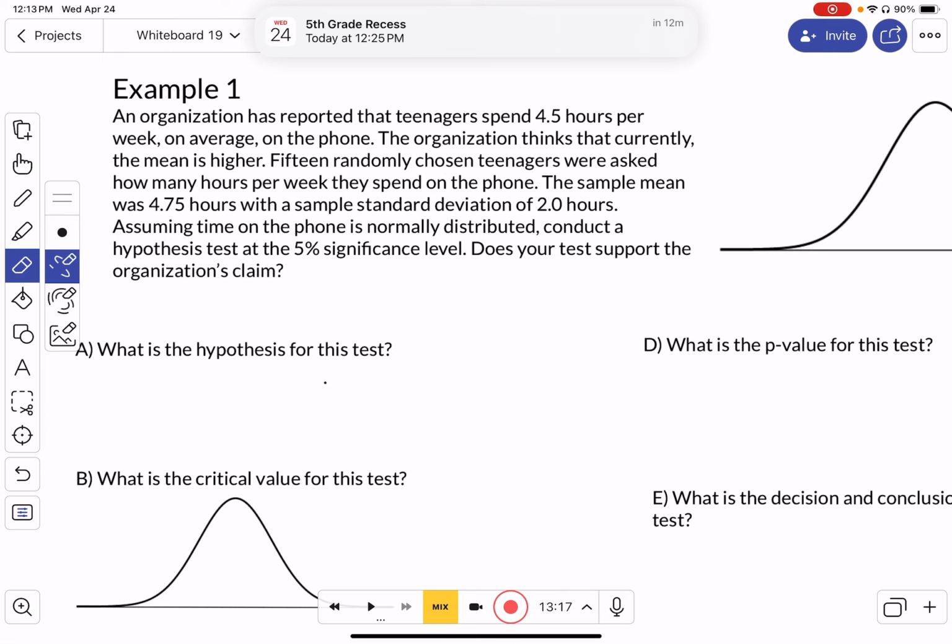We're going to assume these times are normal. We have to remember, we have to assume that they're normal here because we've only looked at 15 people. My sample size is only 15. So I have to assume this to actually get my normal curve. And we're going to conduct a test at the 5% significance level.